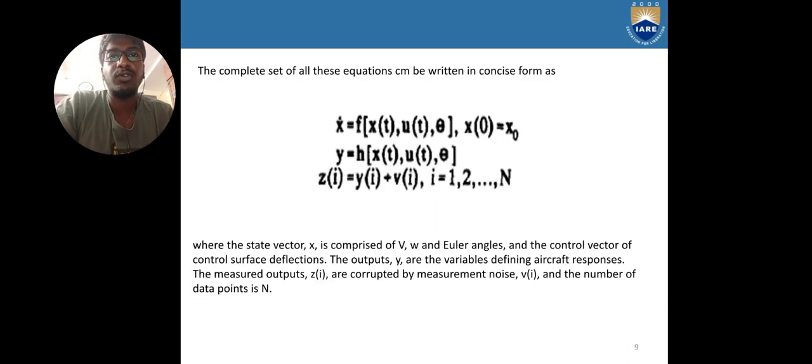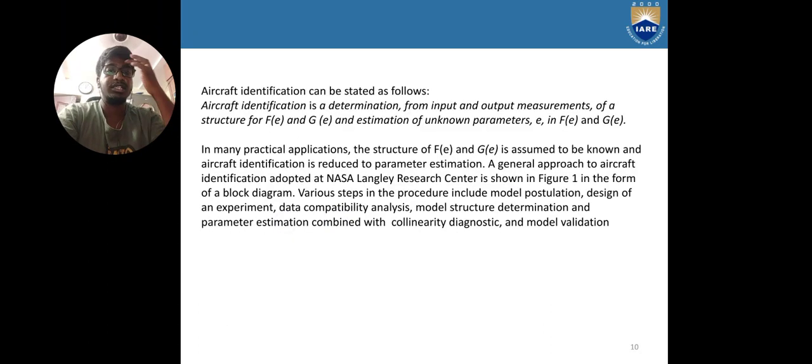The complete set of all the above equations can be written in a concise form as x dot is equal to f, where the state vector x is comprised of v, omega and Euler angles, and the control vector of control surface deflections. The outputs y are the variables defining aircraft responses. The measured outputs z of i are corrupted by measurement noise, and the number of data points is n.